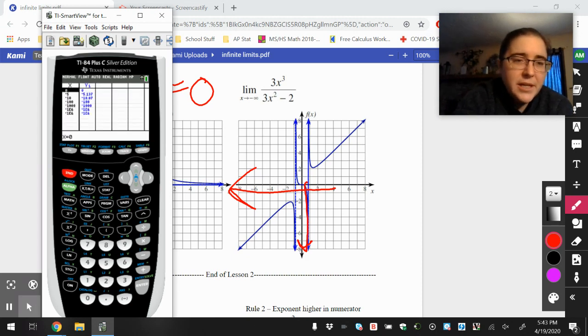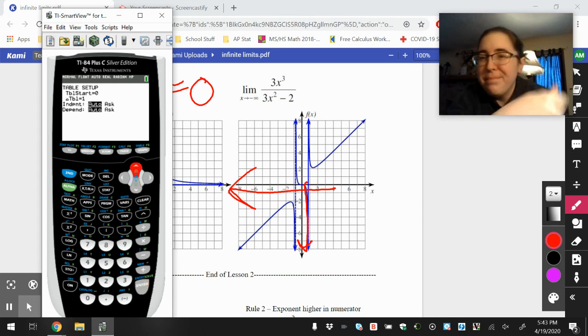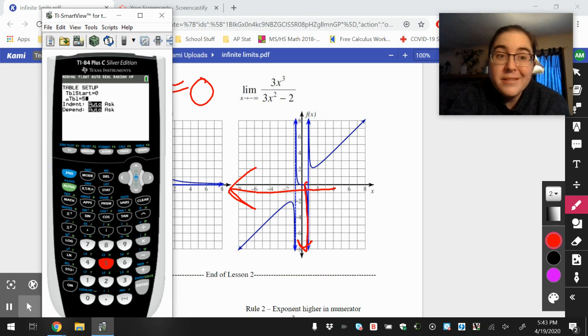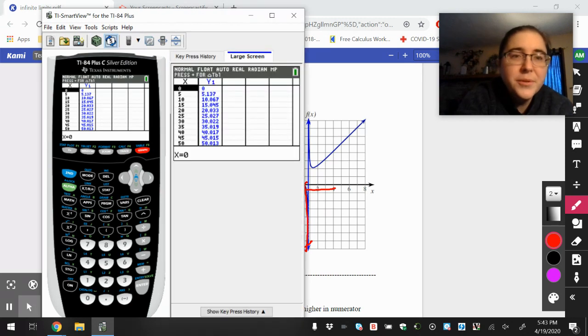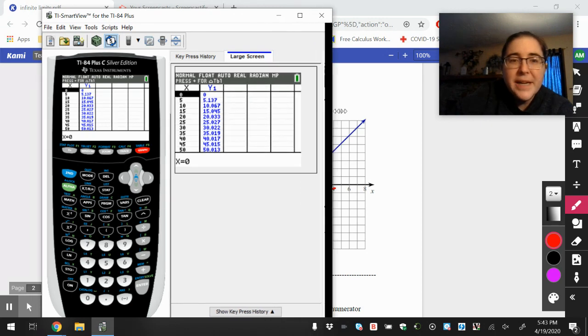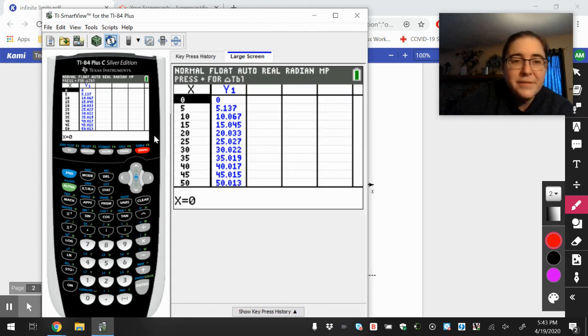Let me reset this to start at 0. Let's go back to auto, but let's make it jump by bigger numbers, so maybe like by 5s. Okay, so let's go back here and look at my table. Okay, so this a little bigger too for you. All right, so at 0, let's take a look at what's happening as we go to positive infinity. Look at that. 5, 10, 15, see how it's getting bigger?